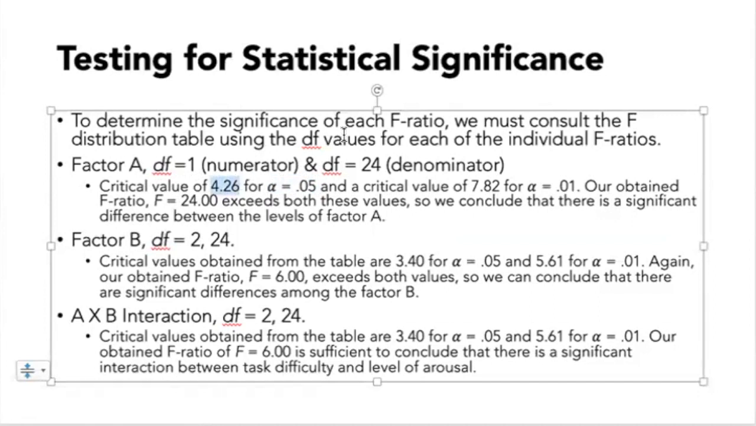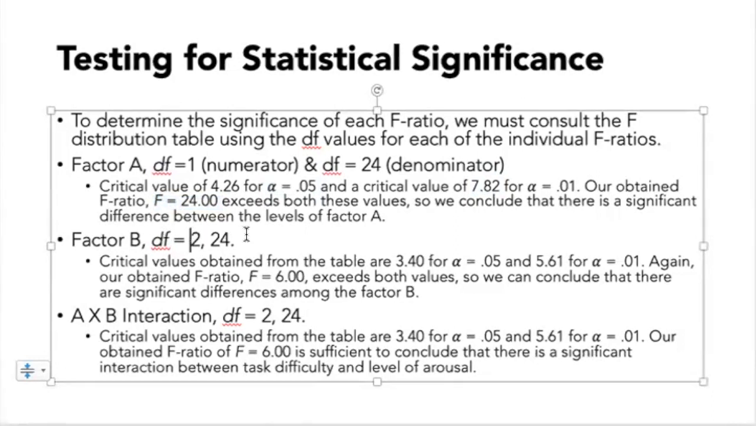This is from the distribution. Now, for the 99% confidence interval, that is alpha 0.01, here the critical value is 7.82. Now, we have obtained an F value of 24.00, which exceeds both of these. So we can claim that there's a main effect for factor A, and that also is significant at 99% confidence level. And we can test factor B as well.